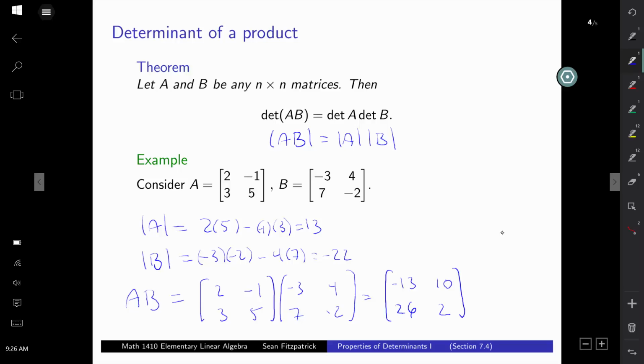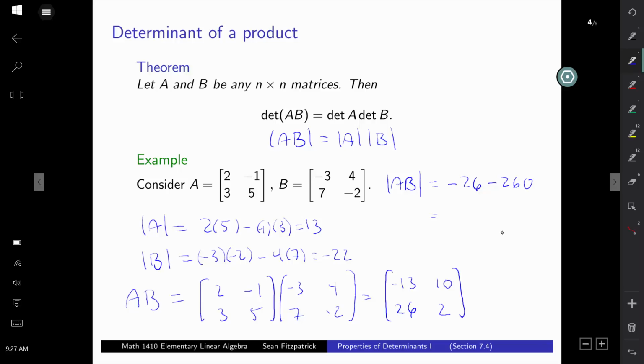So what is the determinant of A times B? In this case, the determinant of AB is going to be, so minus 13 times 2, that's minus 26, subtract 26 times 10, minus 260.